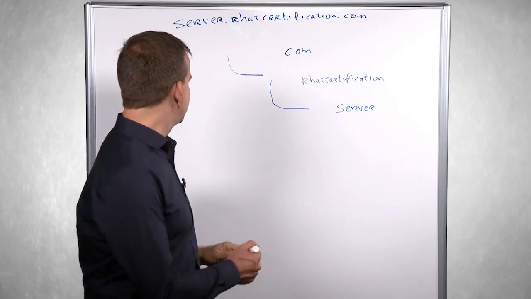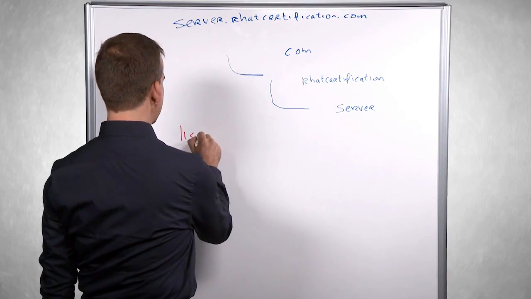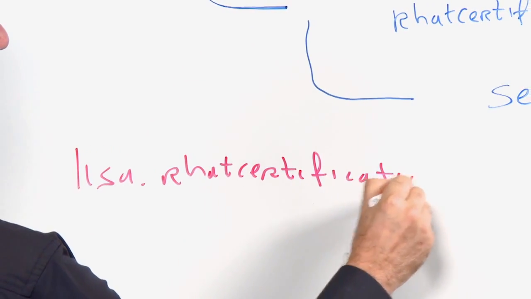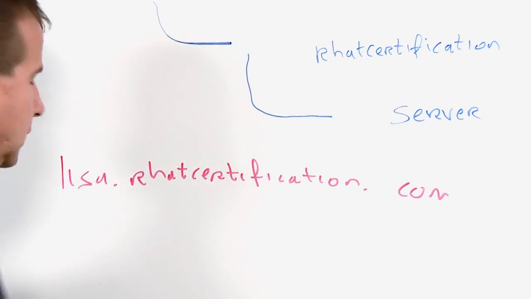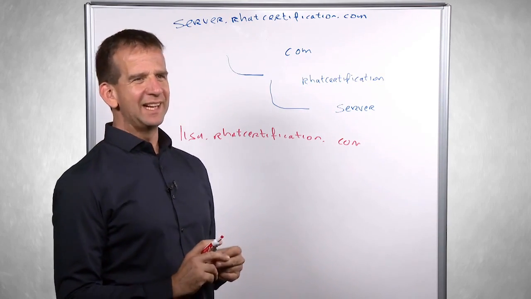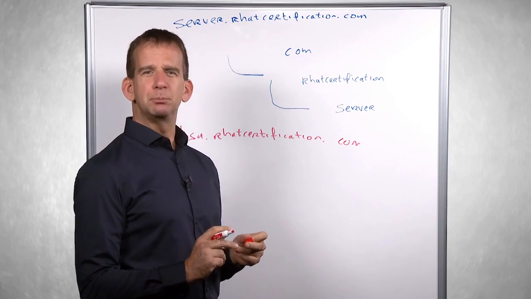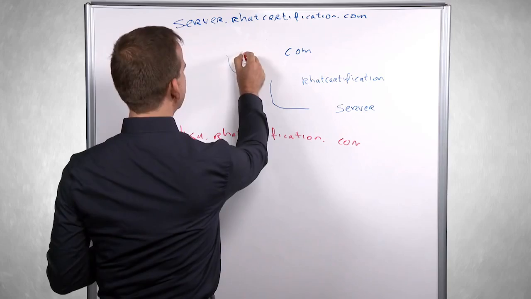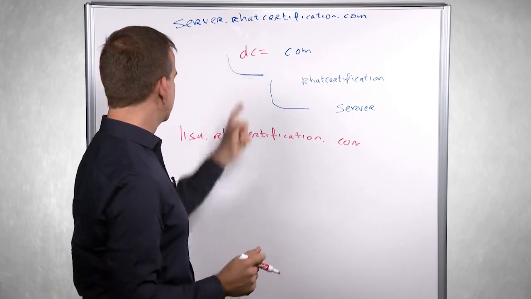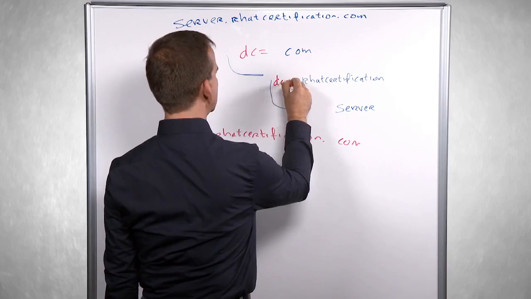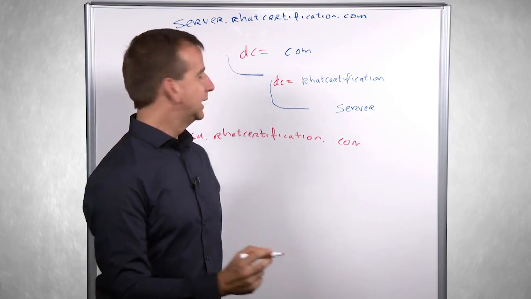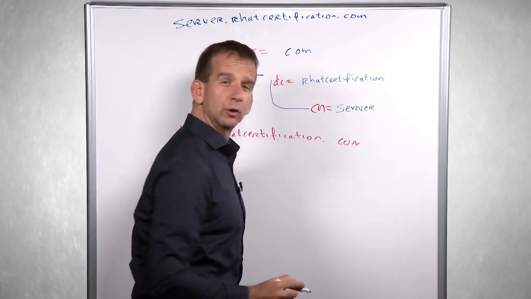So in LDAP you could have something like lisa.rhatcertification.com. But in LDAP we don't write it that way. This is the DNS way of writing it. In LDAP we have a notation that is pretty particular. So the notation would be for everything that is a container like a domain object, it would be DC. So DC equals com, DC equals rhatcertification. And for leaf objects it would be CN, which stands for common name.